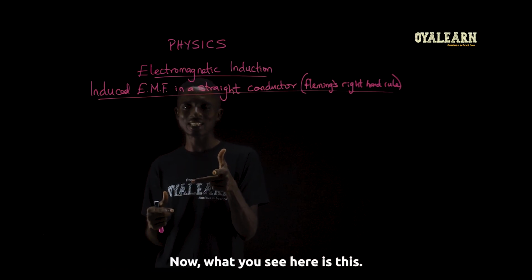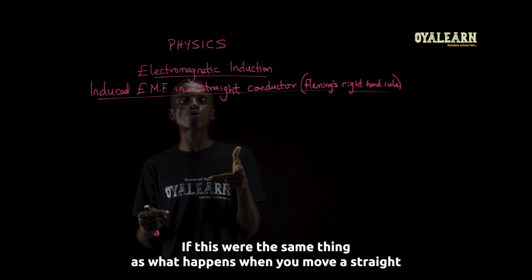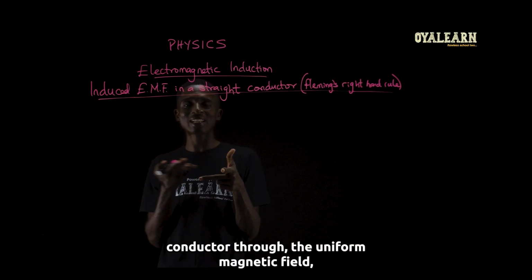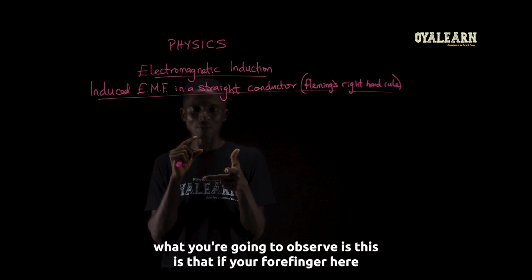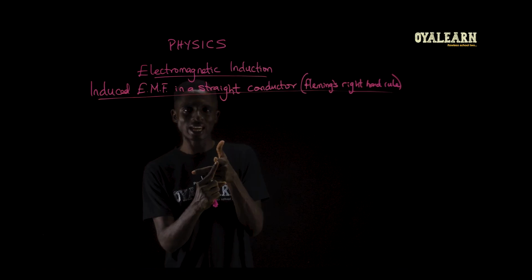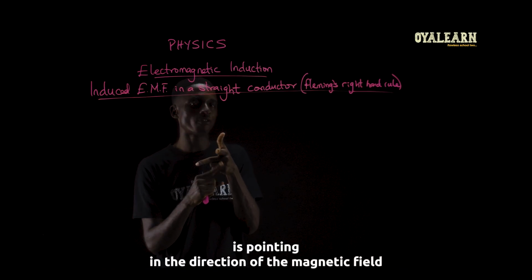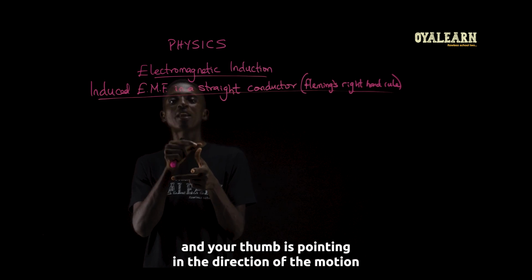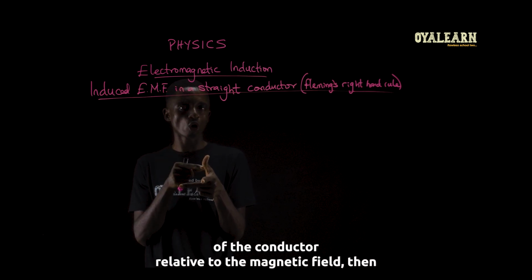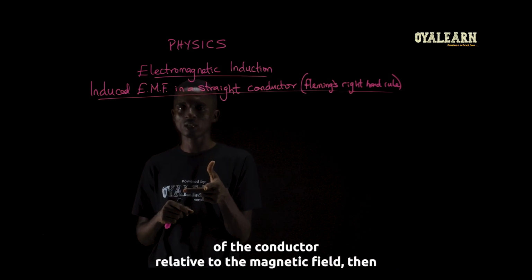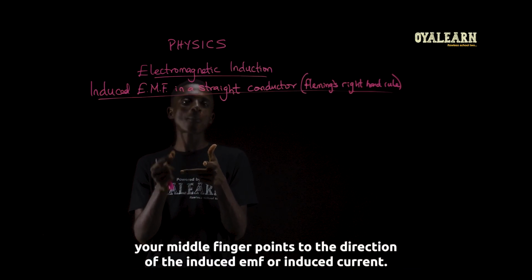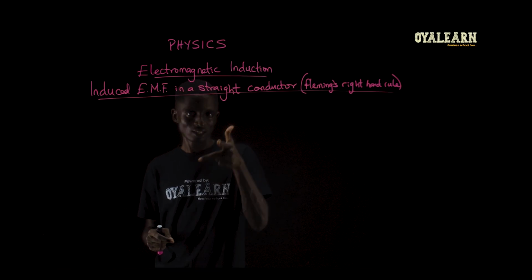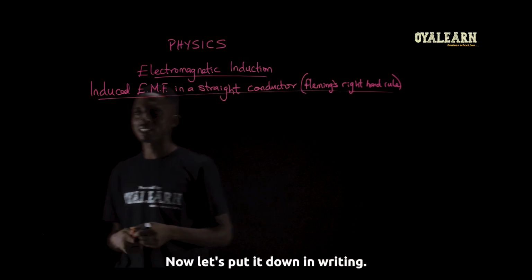Now what you see here is this. If this were the same thing as what happens when you move a straight conductor through a uniform magnetic field, what you're going to observe is that if your forefinger is pointing in the direction of the magnetic field and your thumb is pointing in the direction of the motion of the conductor relative to the magnetic field, then your middle finger points to the direction of the induced EMF or induced current. Do you get it now? Let's put it down in writing.